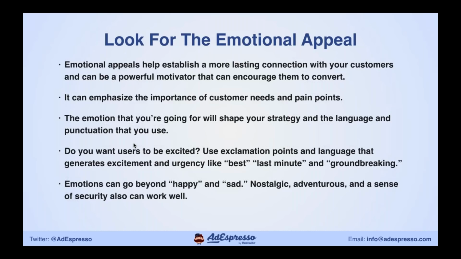If you want users to be excited, you're going to use exclamation points and language that generates excitement and urgency, like best and last minute and groundbreaking. Emotions can and often should go beyond just happy and sad. Going for the more abstract emotions like nostalgic and adventurous, or having a feeling of security or safety, those work really, really well, and they can be more specific to your audience and your pain points that you're trying to optimize for.